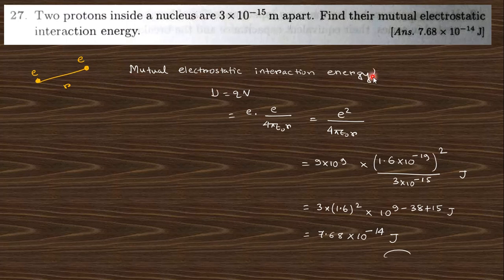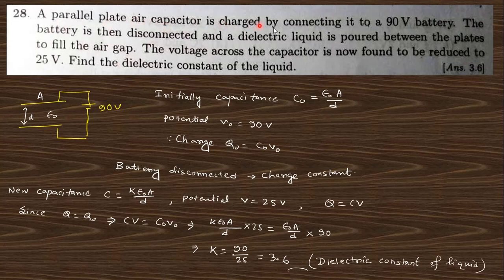So mutual electrostatic interaction energy is nothing but the potential energy. If we take only one charge, the potential for this charge is 0, that's why the work done is 0. When we bring in the other charge, then the work done will be the mutual interaction energy, and this is the potential into this charge. So this charge and the potential due to the other charge is like that. So if you put the value of e and r, you will get this answer. Very clear.